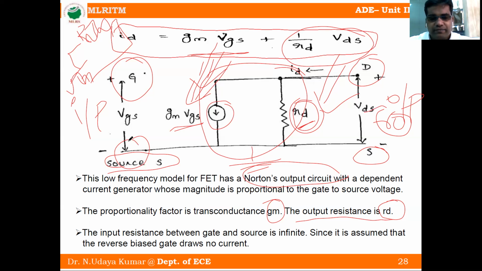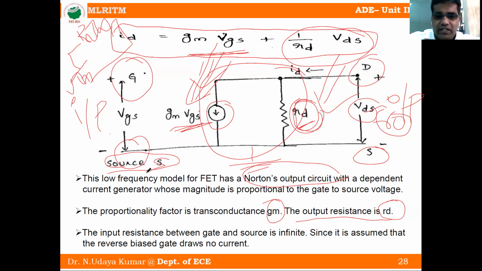Okay, I repeat, please concentrate. In small signal analysis, ID is equal to GM into VGS plus 1 by RD into VDS. So this equation can be written as two-port networks like BJT. We write small signal analysis the same way here. So ID is the drain current, and this is the GM VGS, plus 1 by RD, the resistance term, and VDS. So this is called small signal analysis.